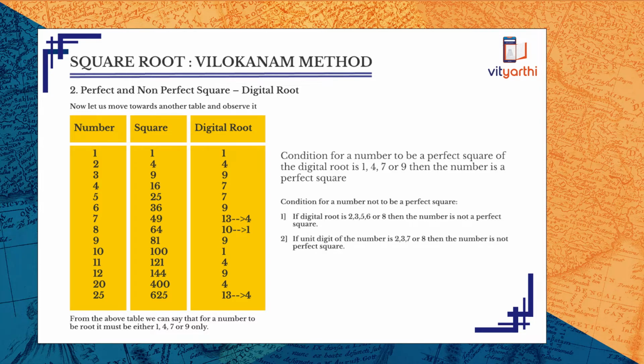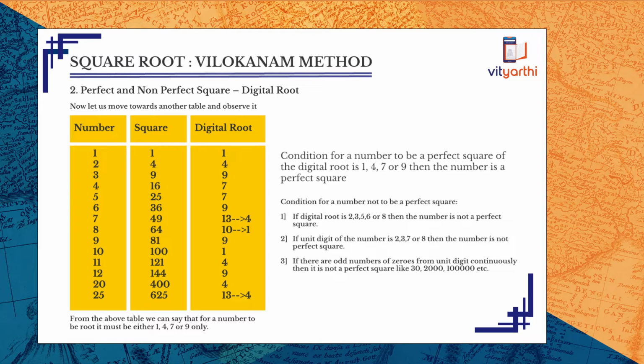As we have already discussed, if unit digit of number is 2, 3, 7 or 8, then the number is also called non-perfect square. If there are odd numbers of zeros from unit digit continuously, then it is not a perfect square. For example, 30, 2000 and 1 lakh are not perfect squares, since they contain odd numbers of zeros.